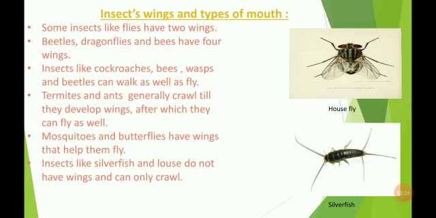Insects like termites and ants generally crawl, but after some time, wings develop in their bodies. After that, they can fly as well. Mosquitoes and butterflies can also fly with the help of wings. Some insects can only crawl, as they don't have wings, like silverfish and louse.